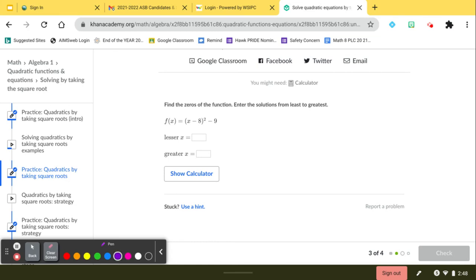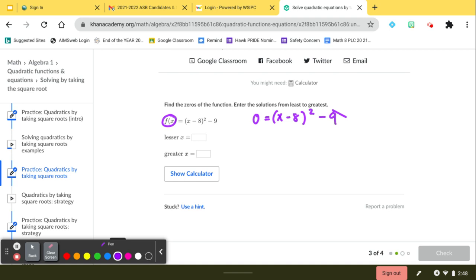All right, so here's some examples of solving quadratics using the square root method. The first thing, though, with this example problem is that remember that when we're solving quadratics, we're finding the values of x that make y 0 or f of x 0. So what we're going to do is we're just going to set this equal to 0. So 0 equals x minus 8 squared minus 9.